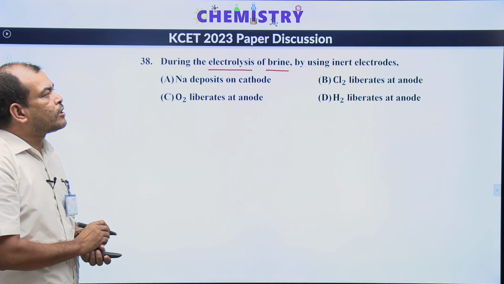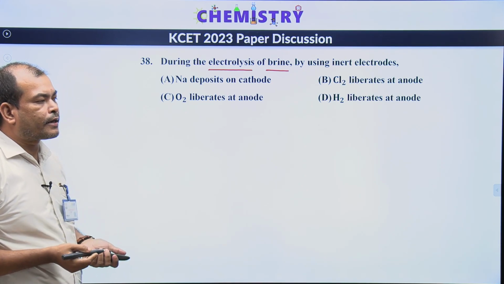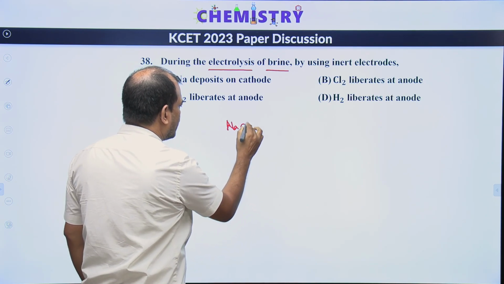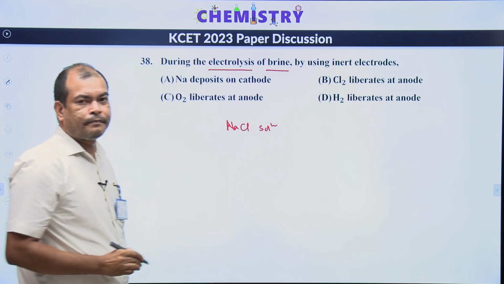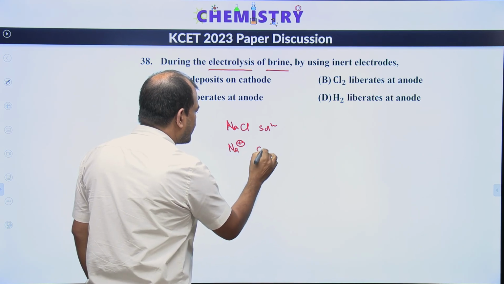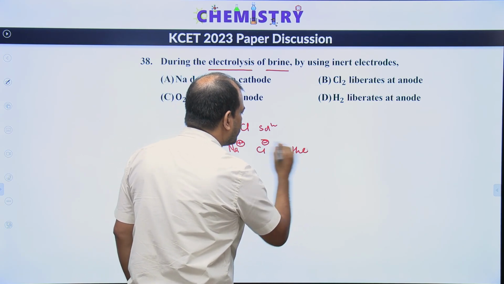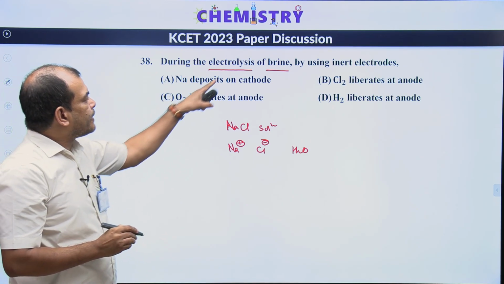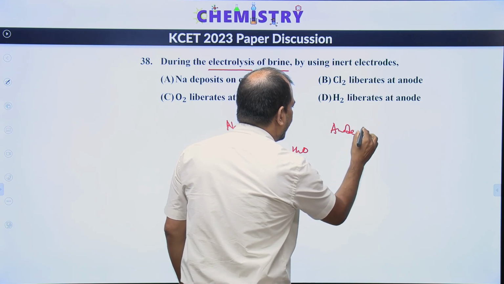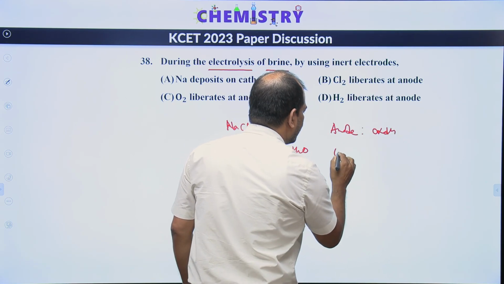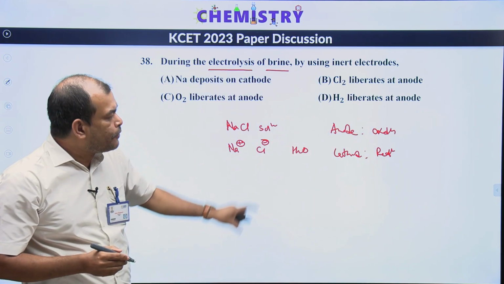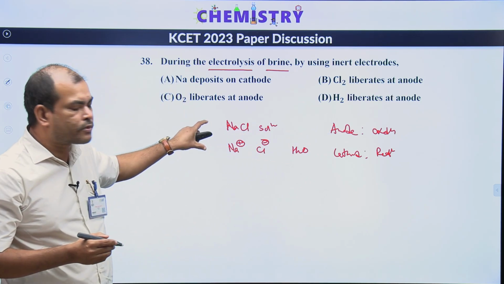During the electrolysis of brine by using inert electrodes. Therefore, when you say it is a brine solution, that means it is sodium chloride solution. Now, when I say it is a sodium chloride solution, that means you have Na plus, Cl minus along with water. Now, it is given cathode and anode. Then in electrochemistry, we know if it is anode, oxidation should happen and cathode reduction should happen. Now, if you know this basic point, then it will be very easy to solve this question.